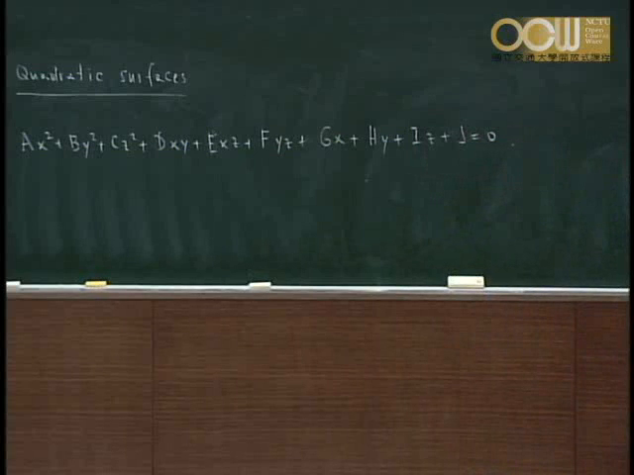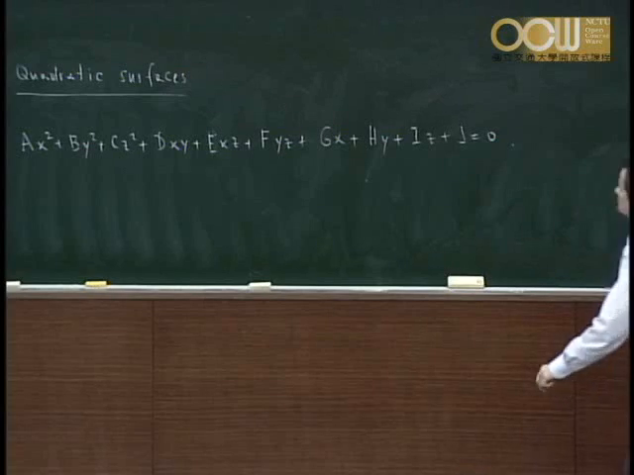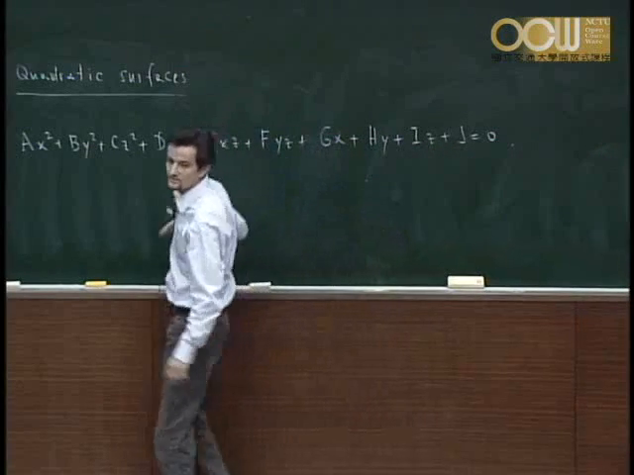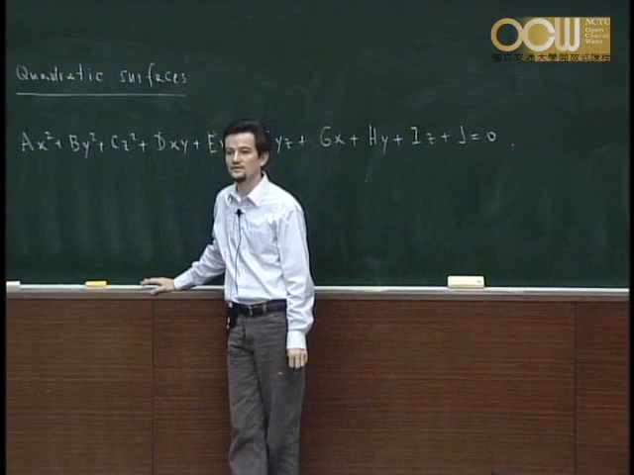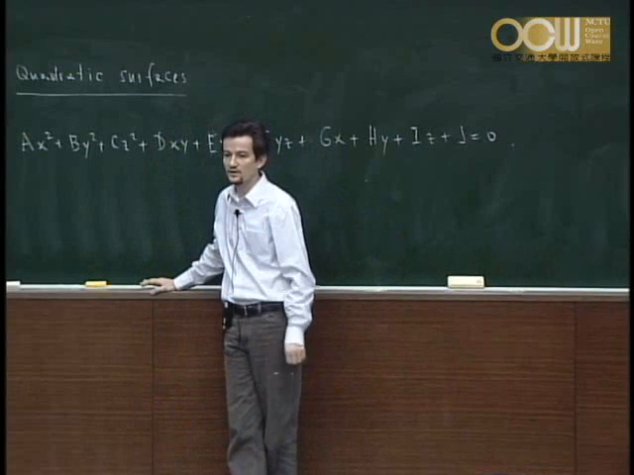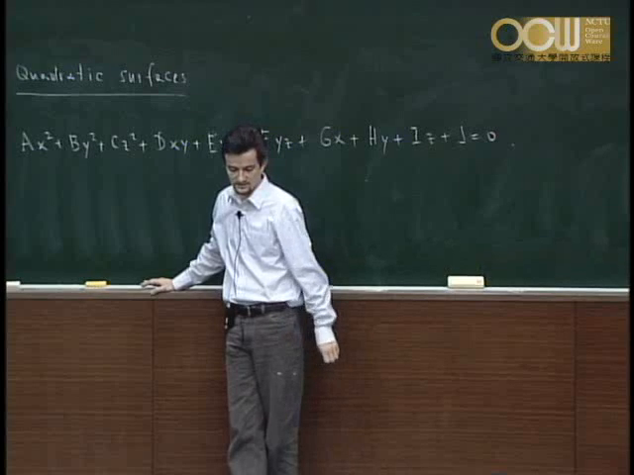You know the possible types. There are only three. You learned them in high school, namely hyperbola, parabola, and ellipse. So the corresponding curves, quadratic curves in the plane, are those three: hyperbola, parabola, and ellipse.